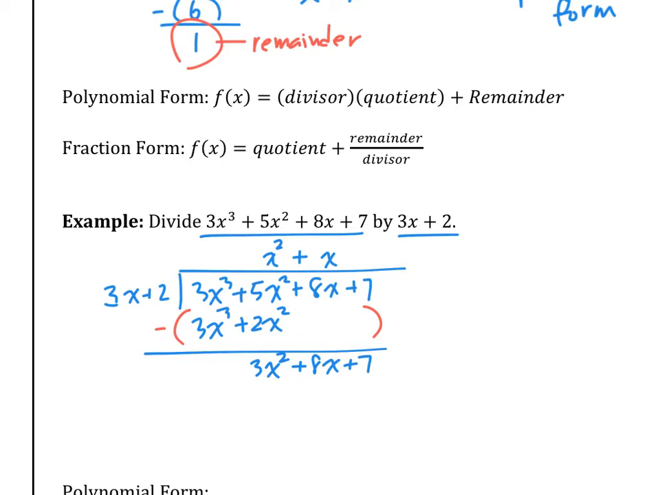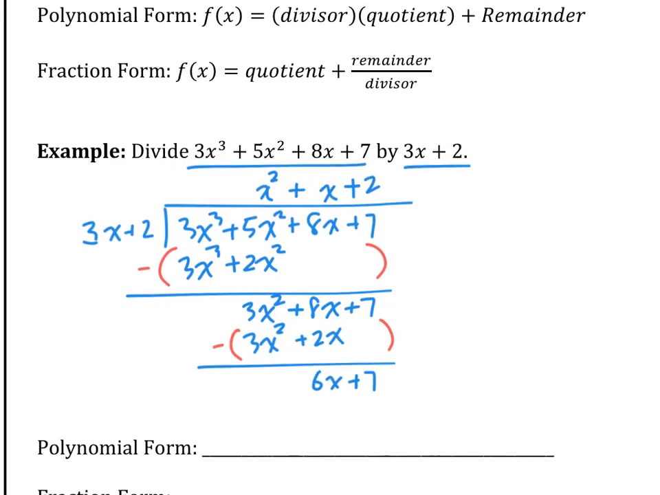Then 3x times x is 3x squared. 2 times x is 2x. Remember, we're subtracting. So 3x squared minus 3x squared is 0. 8x minus 2x is 6x. Drop down the next one. 3x times what is 6x? That is 2. So we get 6x plus 4, remainder 3.